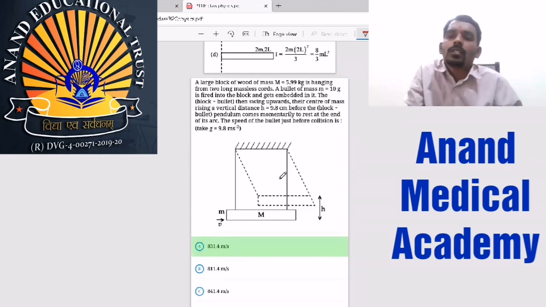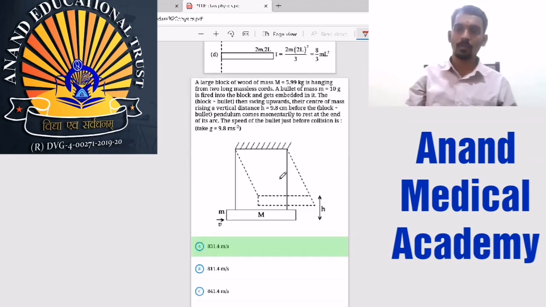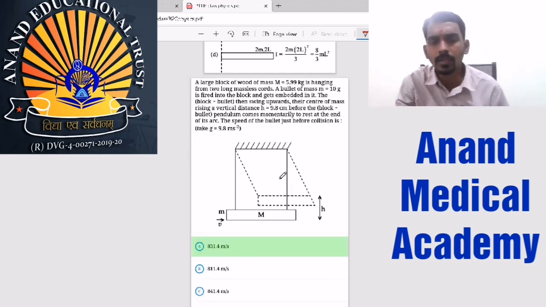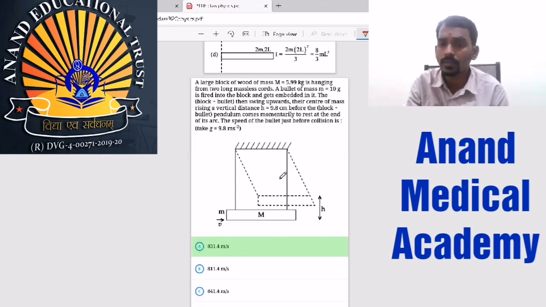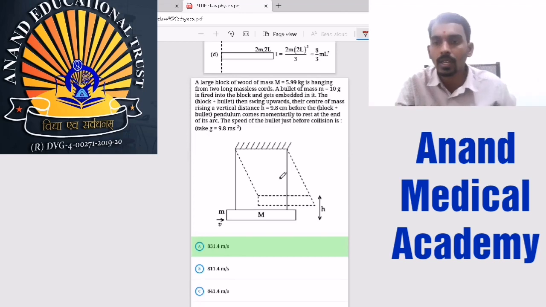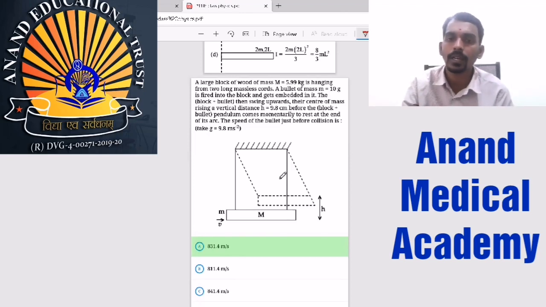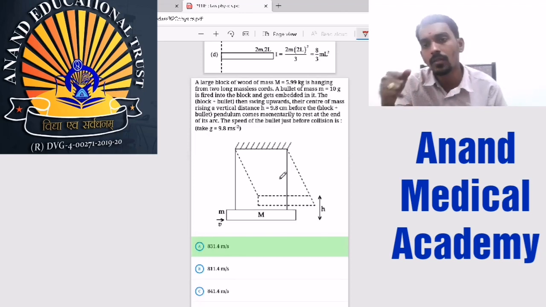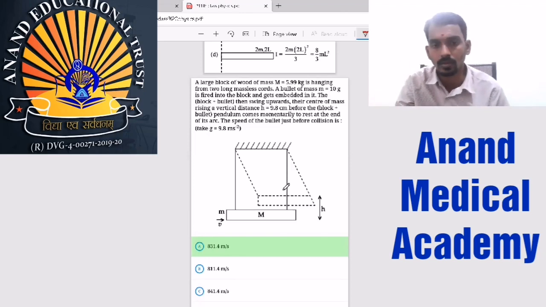And here comes the question based on collisions. One of the important topics, that is collisions. Every time they give a question based on this. Whenever a question is given based on collision, you have to look at whether the direct formula like elastic collision or inelastic collision applies, or you have to apply the conservation of linear momentum and conservation of energy. Sometimes you may have to use the equation of coefficient of restitution also.